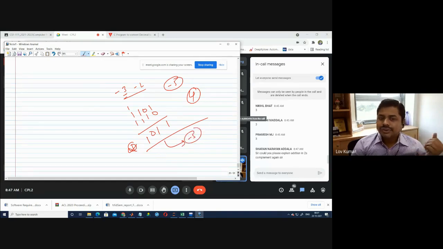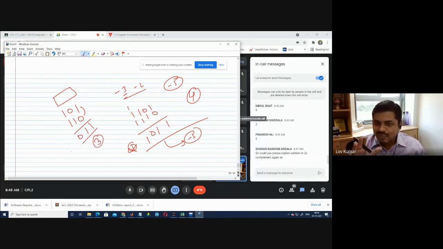Now the question is, if you are taking only 3 bits numbers, 1 0 1 and 1 1 0, what value will it come to? 1 plus 0 is 1, 0 plus 1 is 1, and 1 1 0. What is the value it is coming to?